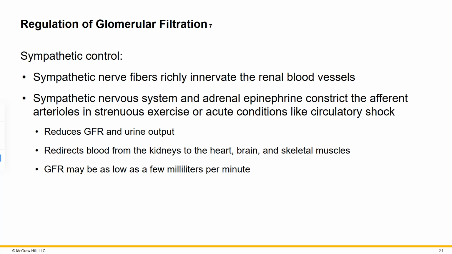Sympathetic nerve fibers richly innervate the renal blood vessels. Sympathetic nervous system and adrenal epinephrine constrict the afferent arterioles in strenuous exercise or acute conditions like circulatory shock. It reduces the GFR and urine output, and redirects blood from the kidneys to the heart, brain, and skeletal muscles. The GFR may be as low as a few milliliters per minute.